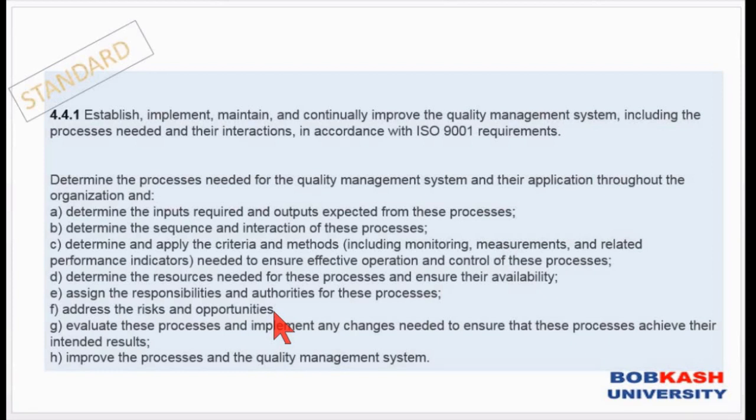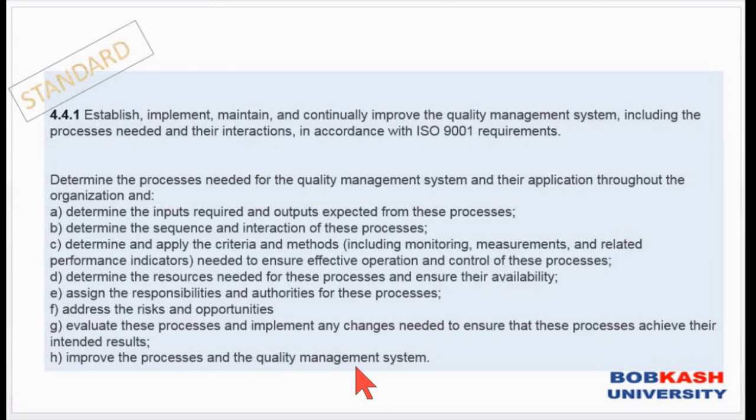Then you have to evaluate these processes and implement any changes needed to ensure that these processes achieve their intended results. From time to time you have to evaluate these processes by using point number C, right? Criteria and methods for monitoring and measurement. So by using point number C, you have to regularly evaluate these processes and implement the changes needed to improve the processes. And finally, you must determine how you will improve those processes, right? Before the process is created, the organization must determine how you will improve the processes and the quality management system.